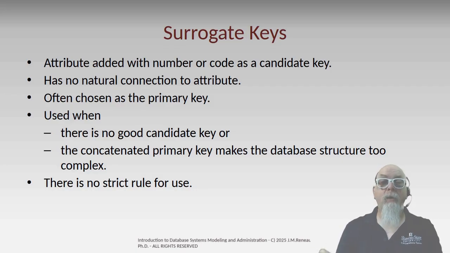Usually it's a sequential number or a random number like a UUID, a universally unique identifier, or something of that sort. And we've all been assigned customer numbers, student numbers, item numbers, ISBN book numbers, barcode numbers. Those are all surrogate keys that aren't natural attributes of an entity.